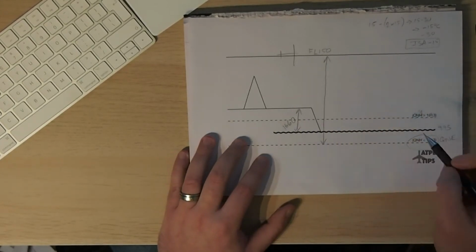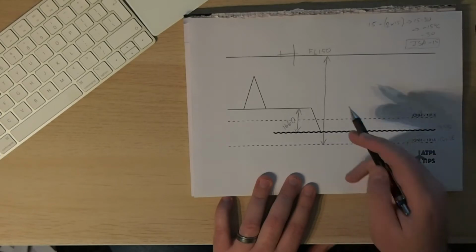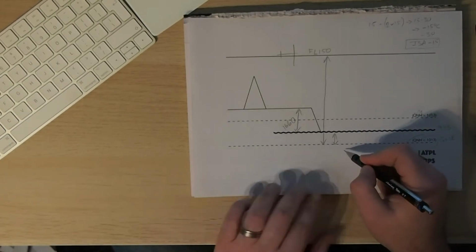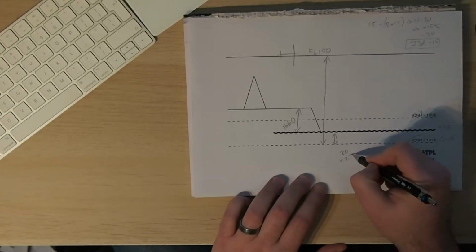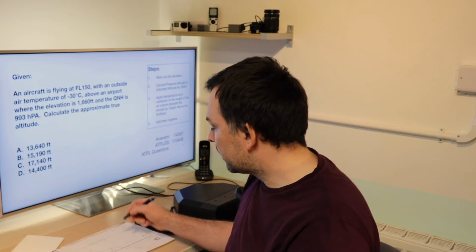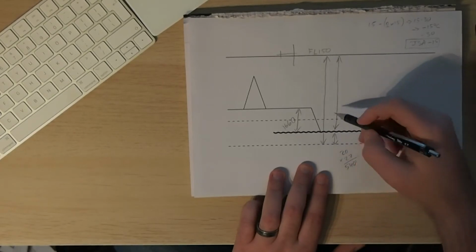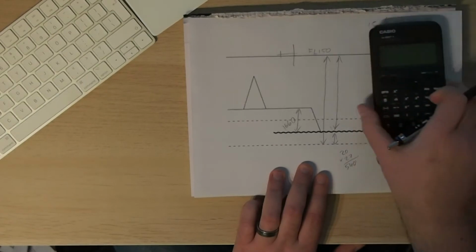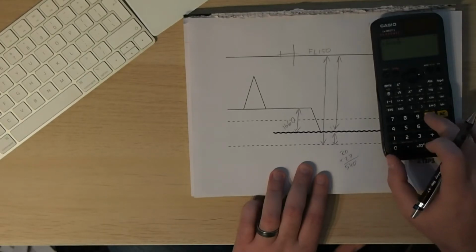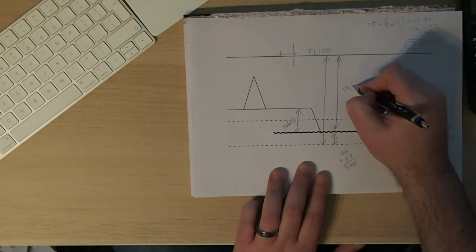So in order to find out our indicated altitude, what we need to do is work out the difference between our 1013 level and our 993 hectopascal level. Well, 1013 minus 993 is 20, so 20 times 27 feet per hectopascal will give us 540 feet. Plug it into a calculator if you don't trust me. So our actual indicated altitude is going to be our flight level minus 540 feet, so it should be 14,460. Let me see if I'm right. Okay, that's a relief. So indicated altitude in this question is 14,460.